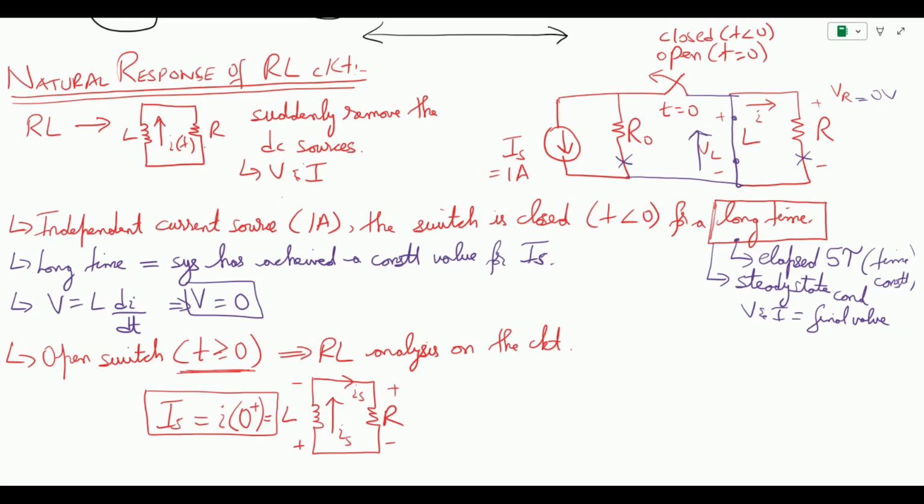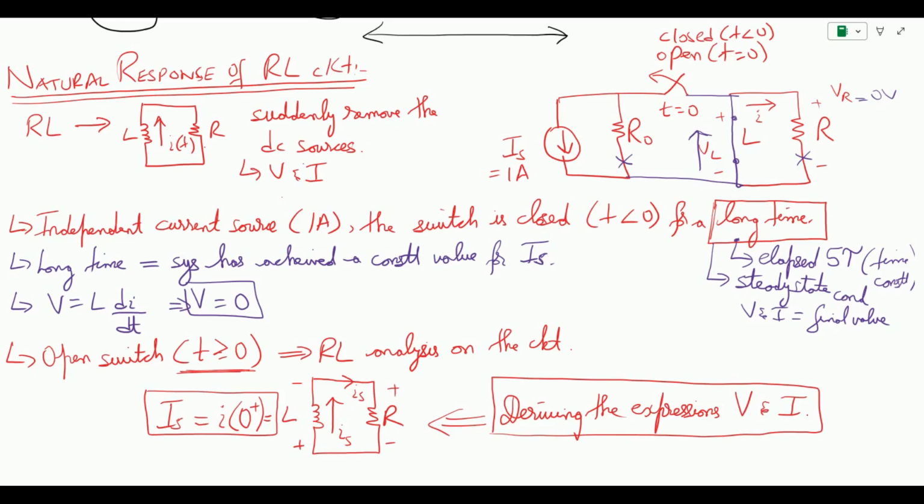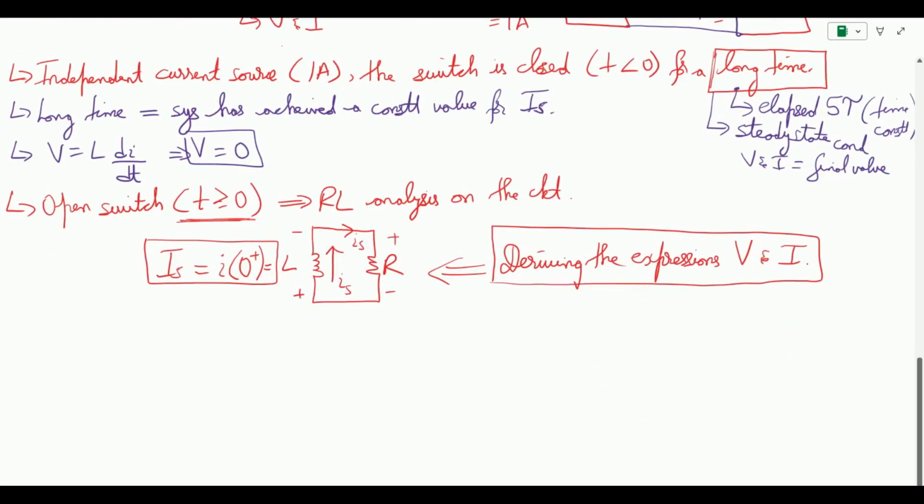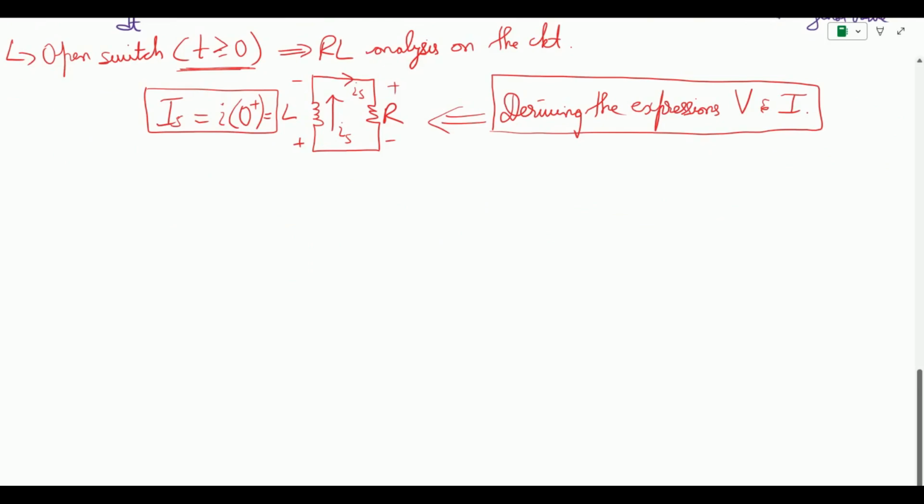So now let us do the analysis on this RL circuit in terms of deriving the expressions for the arising voltages and current. So now we want to know what is going to be the expression when we have this RL circuit in front of us, especially the voltages and currents. So now let us derive the expression for current and voltages. So expression for current, and similarly it will follow for the voltage as well.